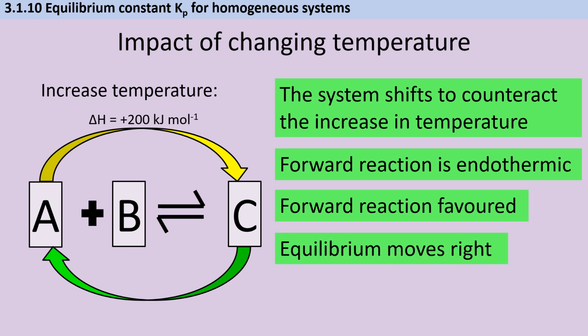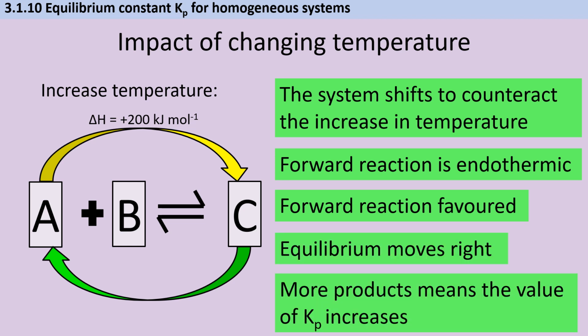That means that the equilibrium will move right, and that means that there'll be more products. And if there are more products, and remember products are on the top of my expression, then the value of Kp will increase.